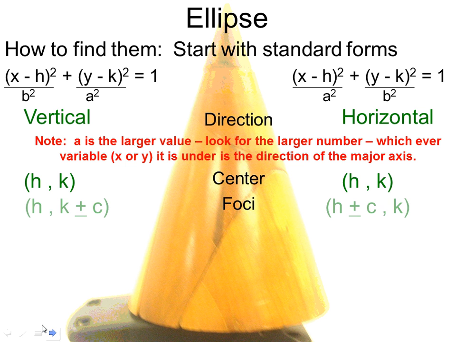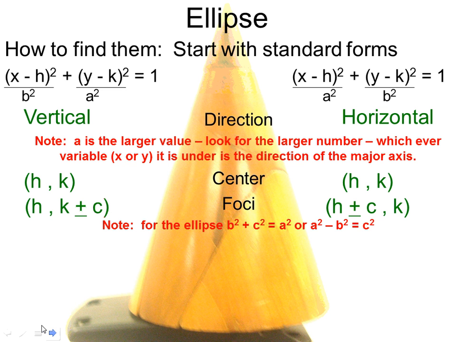The foci, H, K plus or minus C, H comma K plus or minus C, H plus or minus C comma K, depending on which direction it is. We're going to add a C. Now here's the thing to note. For the ellipse, B squared plus C squared equals A squared. Or if you want to think about it, A squared minus B squared equals C squared.